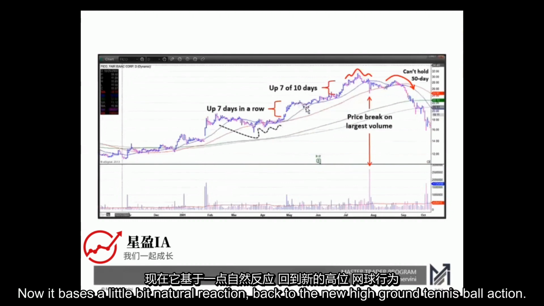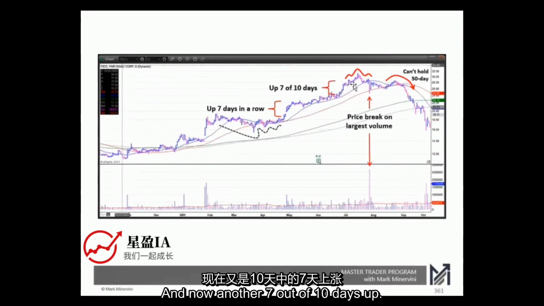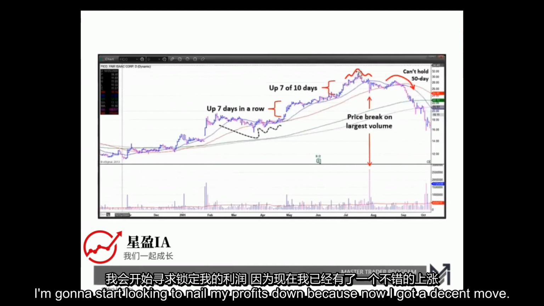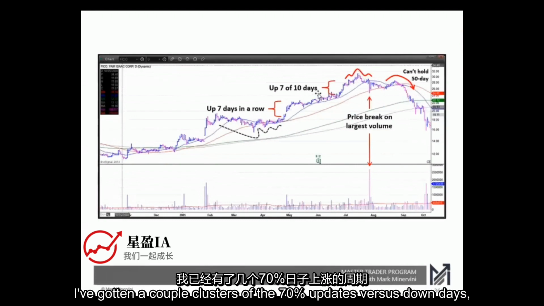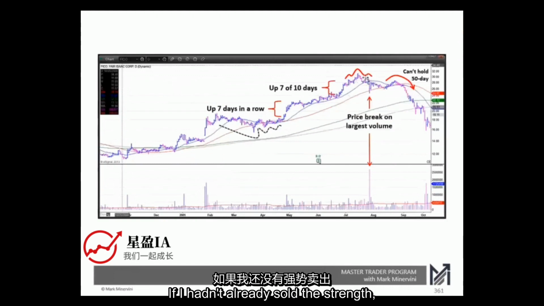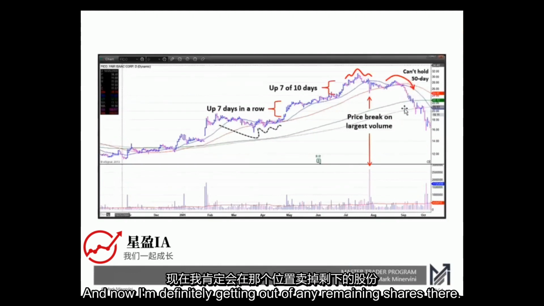Now it bases a little bit, natural reaction, back into new high ground, tennis ball action. Okay. But now we've gone through 1, 2, maybe 3 or 4 natural reactions, and now another 7 out of 10 days up. Okay. So now I'm starting to look at it. And if it starts getting top heavy, I'm going to start looking to nail my profits down, because now I've got a decent move. I've gotten a couple clusters of the 70% up days versus down days, and I'm getting extended. Then right here, bang, price break on largest volume. So if I hadn't already sold into strength, I'm definitely getting out there. And now it can't rally, starts curling down, 50-day rolls over, and now I'm definitely getting out of any remaining shares there.